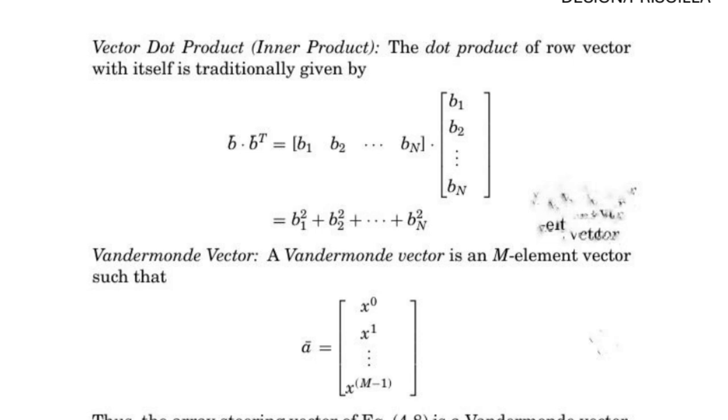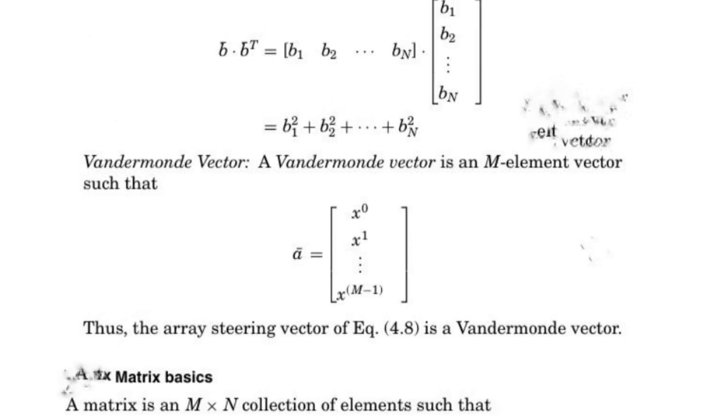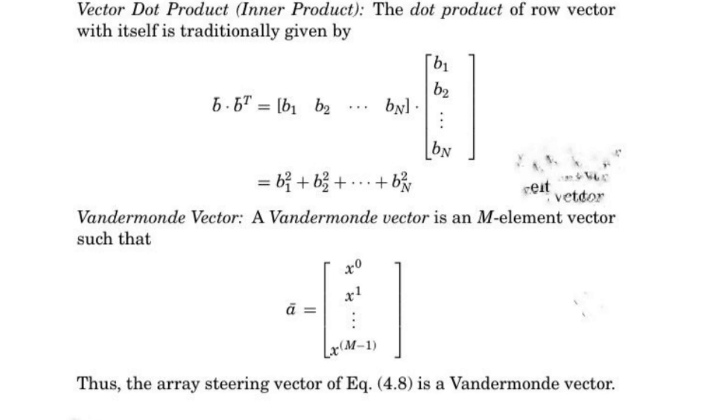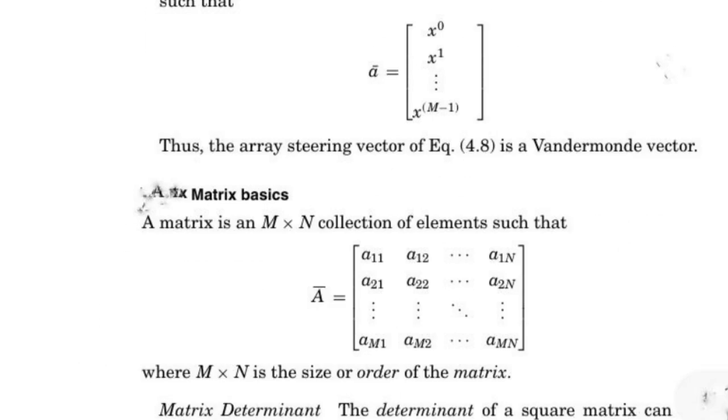The next thing is the Vandermonde vector. What does this Vandermonde vector mean? This is an M element vector, and it is nothing but the array steering vector. How are you steering this vector? It depends on your M element value, so you substitute the m value from 0 to M minus 1. Based on that, we can select this Vandermonde vector.